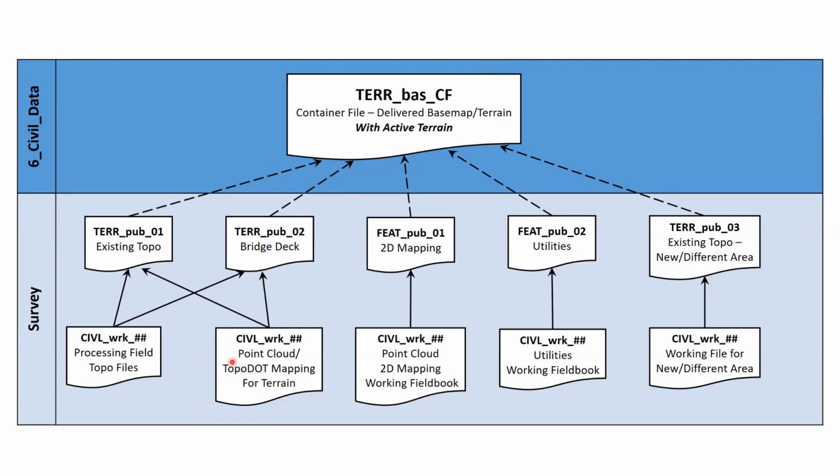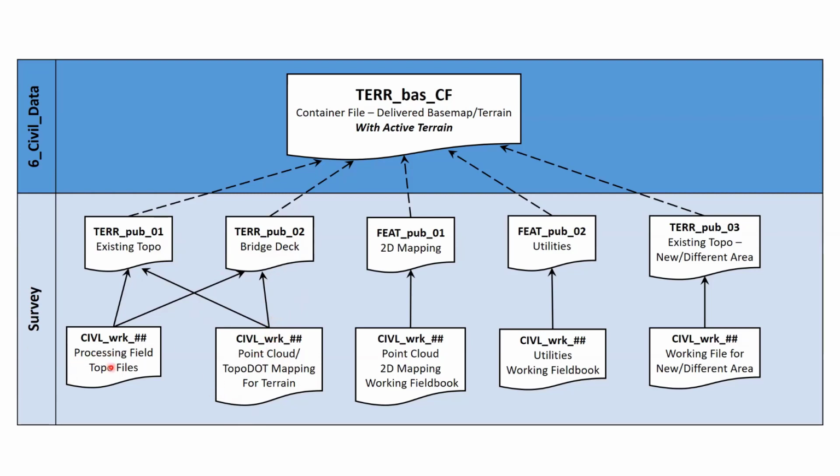So depending on the type of data that we've got, here I've got point cloud, topo dot mapping for terrain. That may go in my terrain publish 01 or 02, depending on what it is. If I have existing topo, I can put some of it over here. Maybe some of it goes into my bridge deck, my pub02, or whatever other file that is.